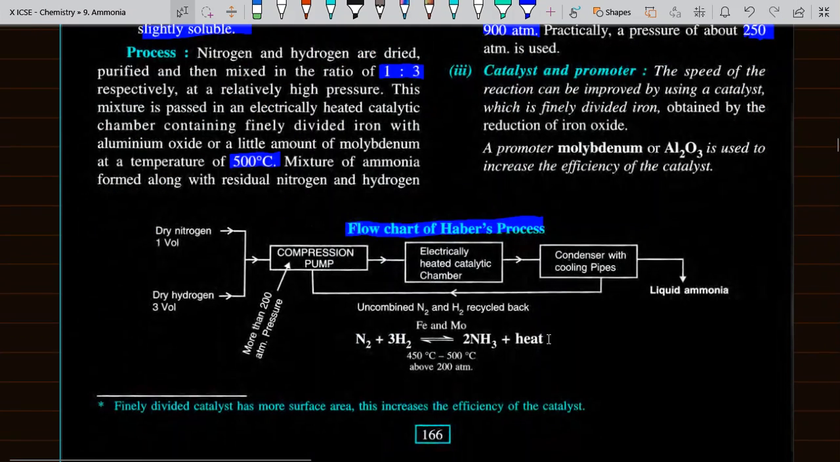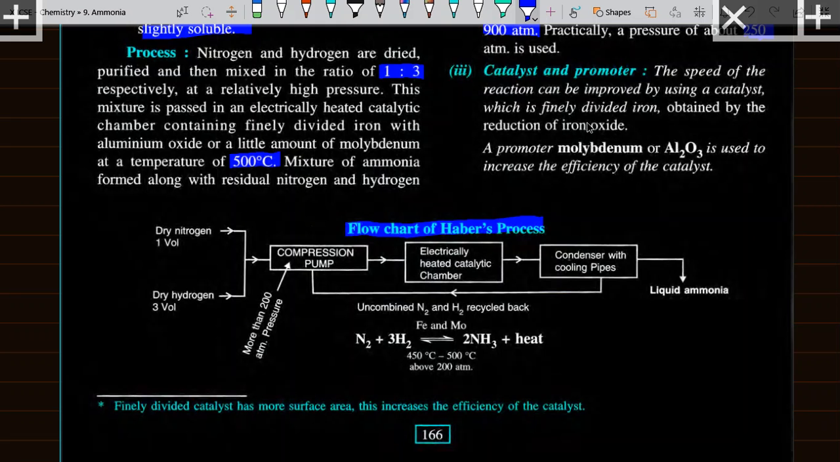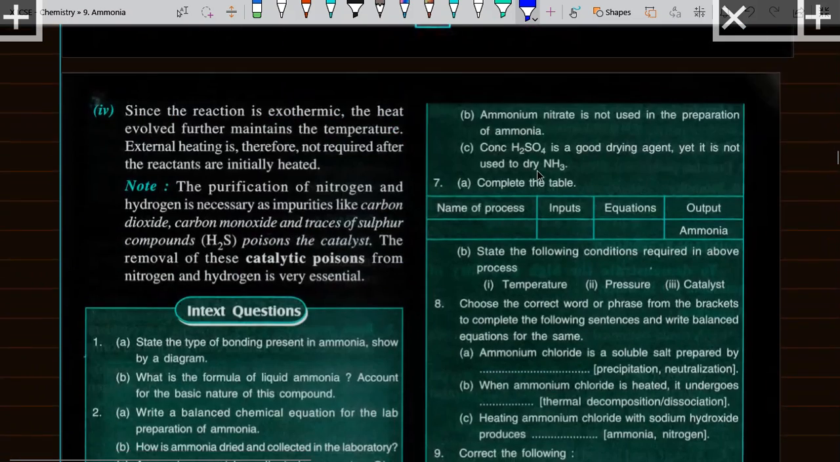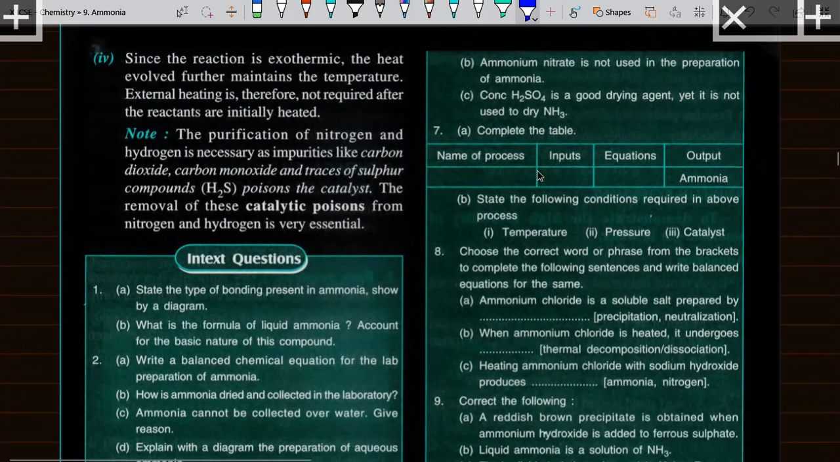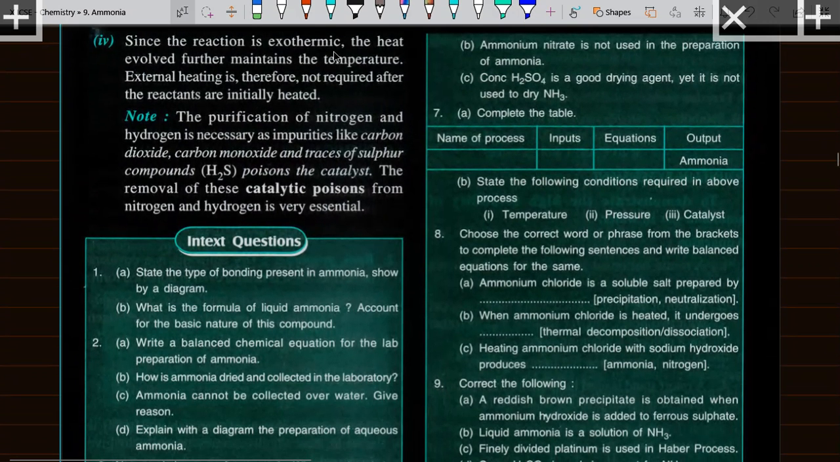Catalyst and promoter: speed of reaction can be improved by using a catalyst, which is finely divided iron, obtained by reduction of iron oxide. A promoter, molybdenum or aluminum oxide, is also used to increase the efficiency of the catalyst. Since the reaction is exothermic, the heat evolved further maintains the temperature. External heating is therefore not required after the reactants are initially heated. तो एक बार heat करने के बाद बार बार हम heat नहीं करते हैं.